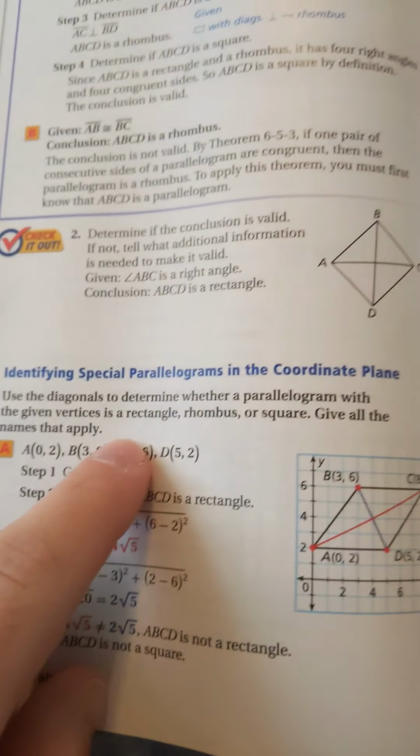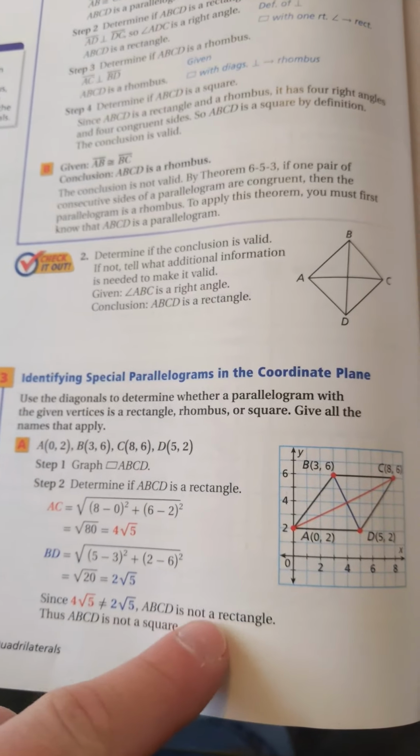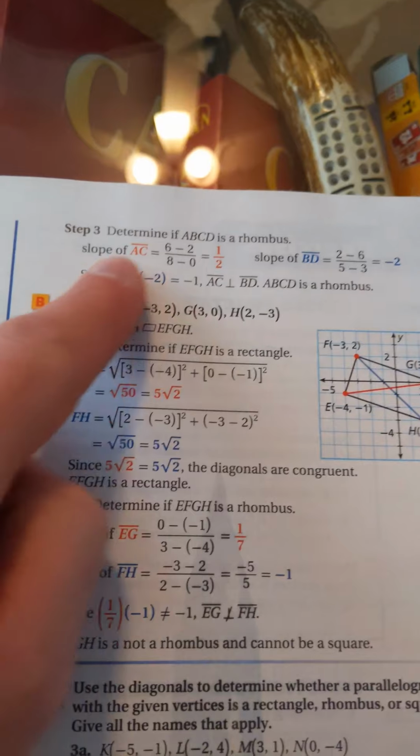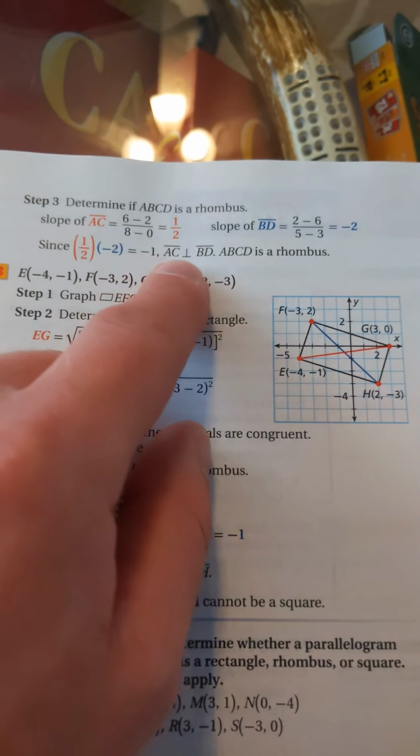That is what this question is asking. Is it a rectangle, rhombus, or square? Since the diagonals are not congruent, it is not a rectangle, it is not a square. Therefore, we determine if it's a rhombus by showing the slopes are opposite reciprocals. Therefore, it is a rhombus.